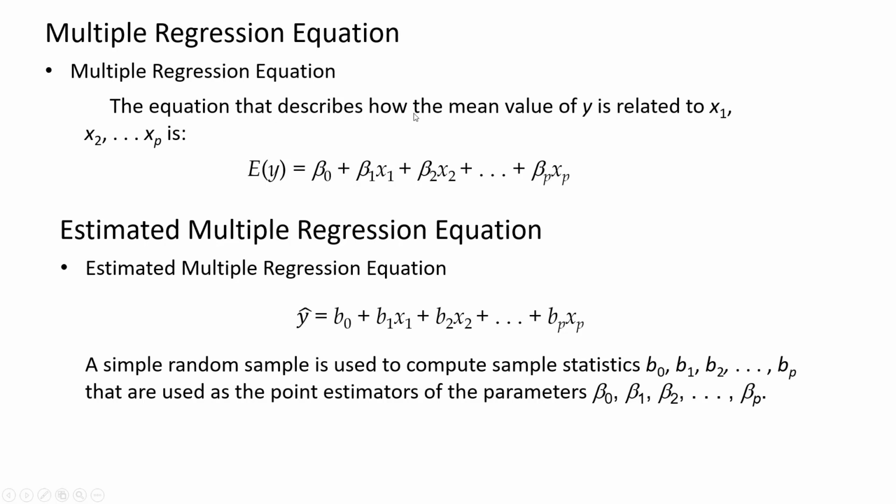The equation that describes how the mean value of y relates to the independent variables is my multiple regression line, the expected or forecasted regression line. Normally we can also write it like this: a plus b1 x1 plus b2 x2.